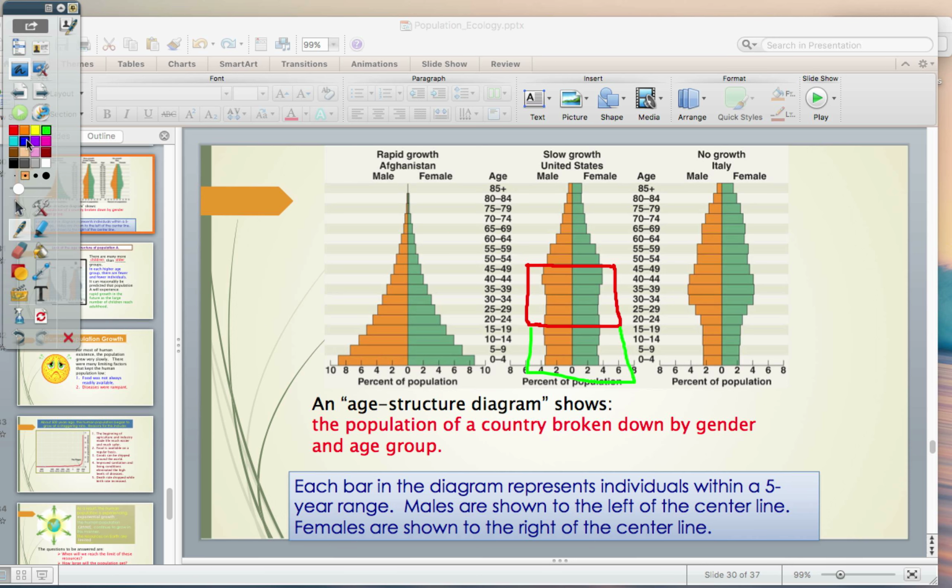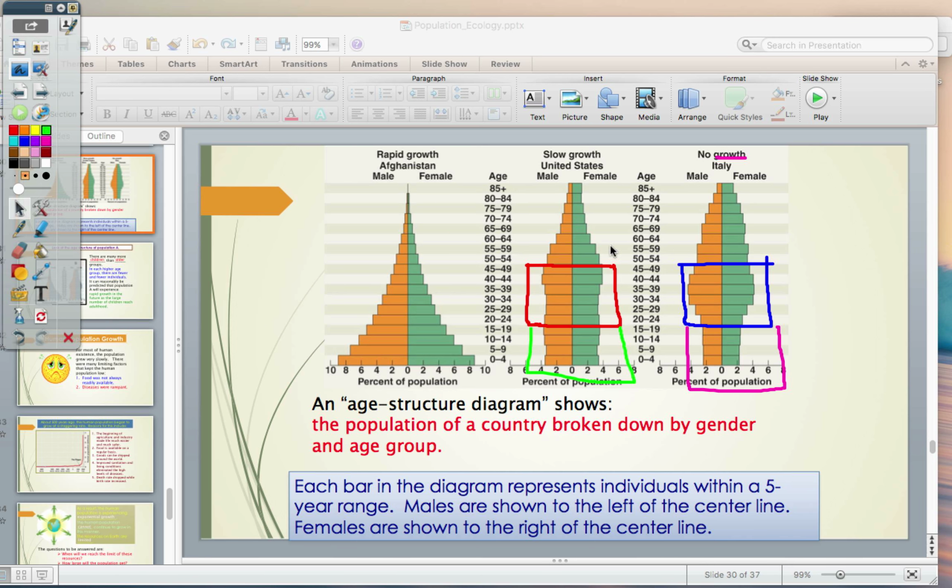Now when we shift over to Italy, we see that our reproductively able group is significantly larger than the up and coming group. So that tells me that if anything, we're going to have a population decrease, or at least it's going to be a no growth scenario for Italy.